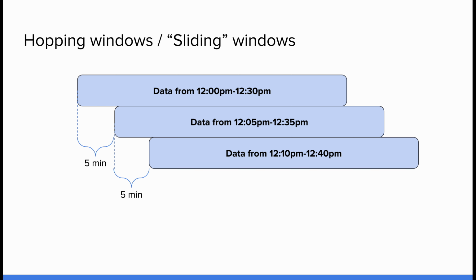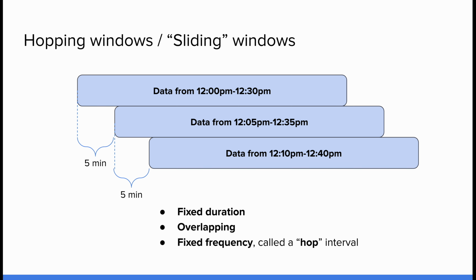In summary, hopping windows have a fixed duration, they are overlapping, and they have a fixed frequency defined by a hop interval. In Dataflow, we simply define our desired window size and the frequency at which these windows should hop forward.